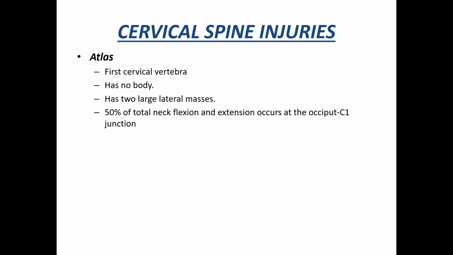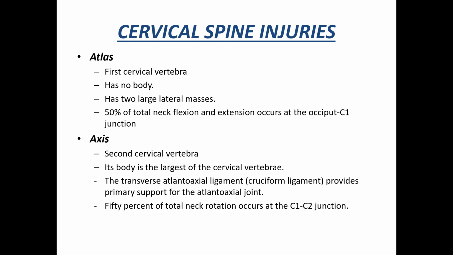Cervical spine injury starting from atlas, then axis. The first cervical vertebra has no body and has two large lateral masses. 50% of total neck flexion and extension occurs at the occiput and C1 junction. Then comes the axis, the second cervical vertebra. Its body is the largest of the cervical vertebrae. The transverse atlantoaxial ligament, the cruciform ligament, provides primary support for the atlantoaxial joint. 50% of total neck rotation occurs at the C1-C2 junction.